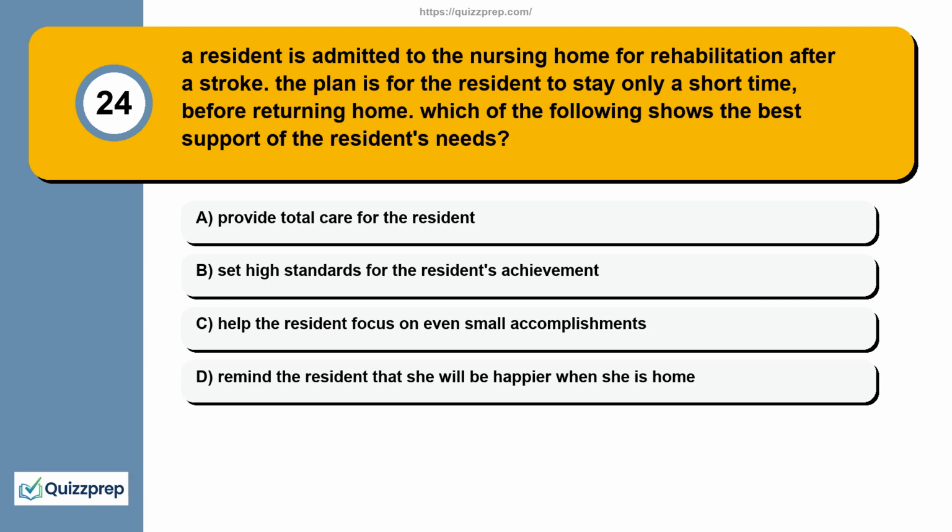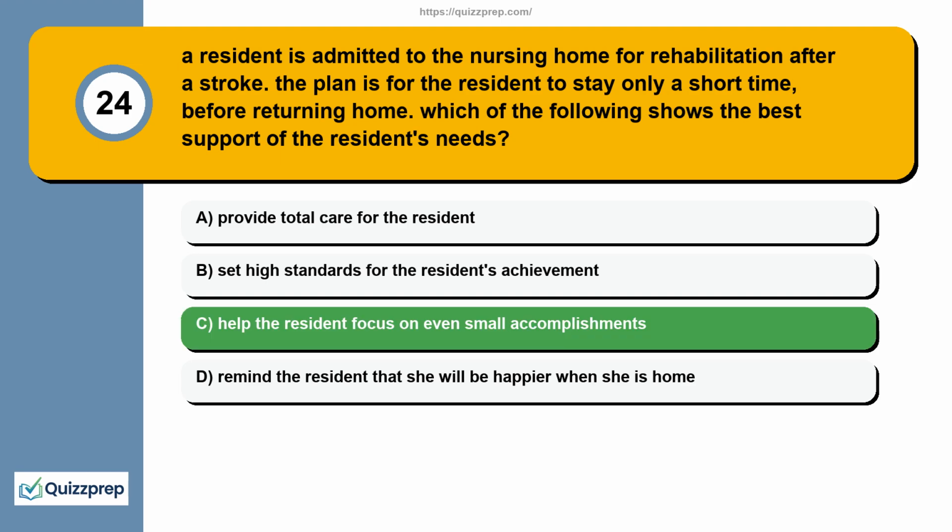Question 24. A resident is admitted to the nursing home for rehabilitation after a stroke. The plan is for the resident to stay only a short time before returning home. Which of the following shows the best support of the resident's needs? Option A, provide total care for the resident. Option B, set high standards for the resident's achievement. Option C, help the resident focus on even small accomplishments. Option D, remind the resident that she will be happier when she is home. The correct answer is option C, help the resident focus on even small accomplishments.